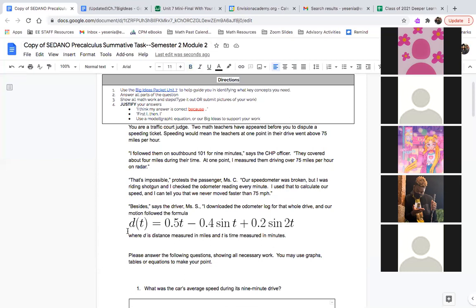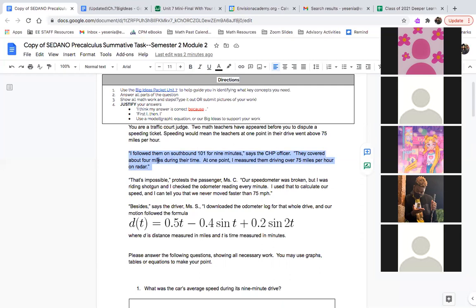You're trying to decide whether or not 2 math teachers are guilty of speeding, because they did receive a speeding ticket from a CHP officer. The CHP officer claims that they were speeding because they went above 75 miles per hour, and you want to either refute that claim or verify that claim. Then it goes on to the story of what the cops said. They said they covered about 4 miles during that drive. At that point, they measured 75 miles per hour on the radar.